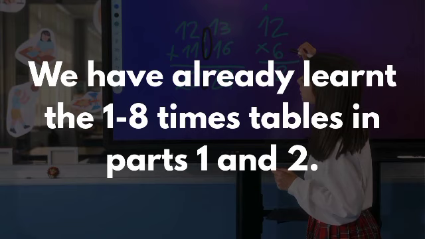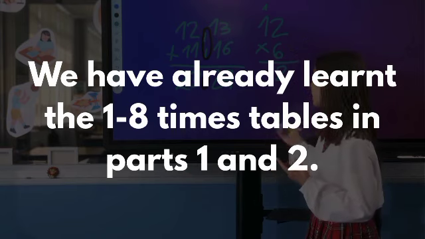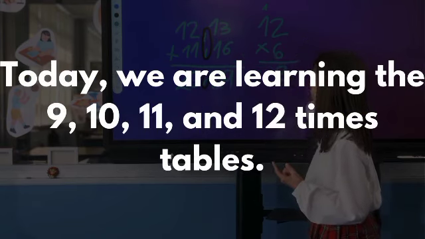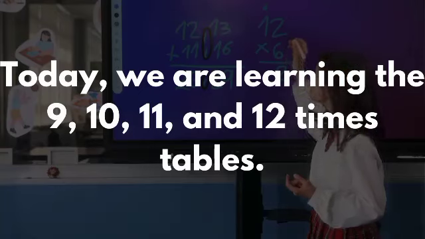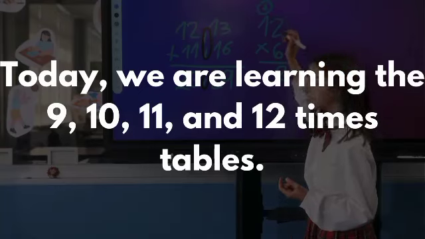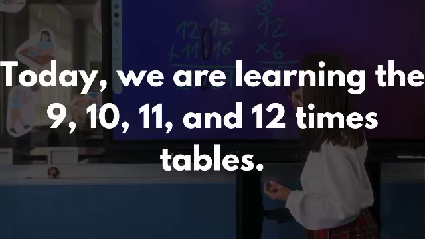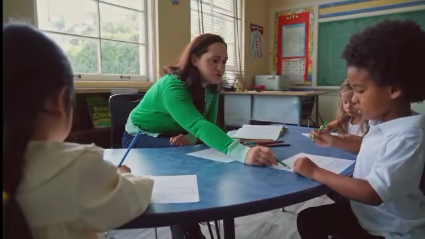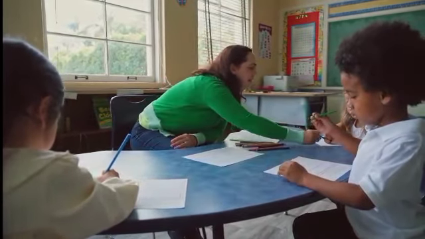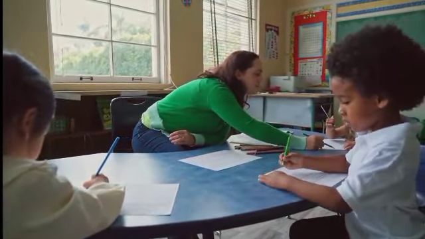This is part 3 of our multiplication times table lessons. You are doing so well. We've already learned the 1 to 8 times tables in parts 1 and 2. Today, we are learning the 9, 10, 11, and 12 times tables. These ones look big, but don't worry. We will break them into simple steps and practice together. So get your pencil, your notebook, and your big smart thinking brain ready.